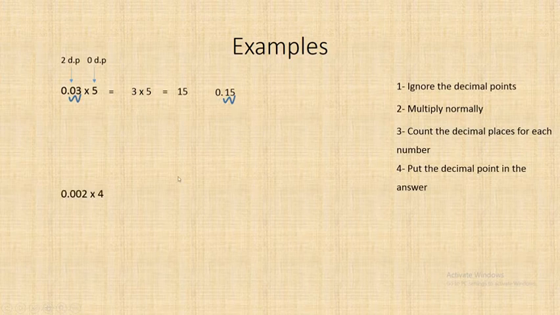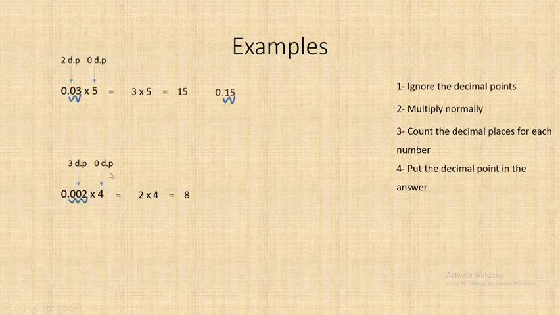Okay, another example. Here I have 0.002 times 4. So first of all, I will ignore the decimal point. So I will have 2 times 4. And then I'll multiply normally equals 8. And then count the decimal places. So here's 1, 2, 3. So 3 decimal places here. And here's 0 decimal places.